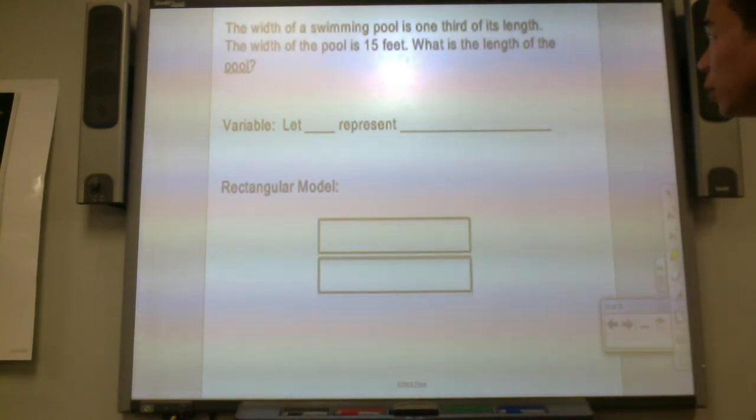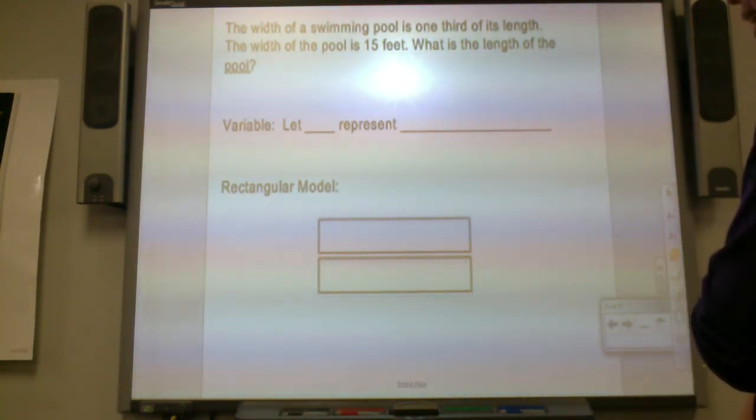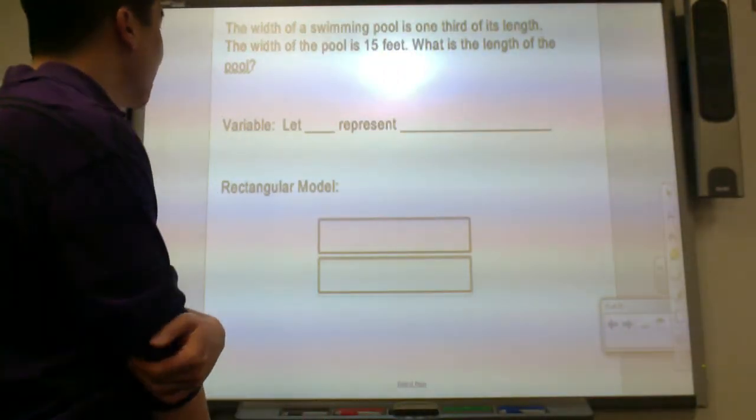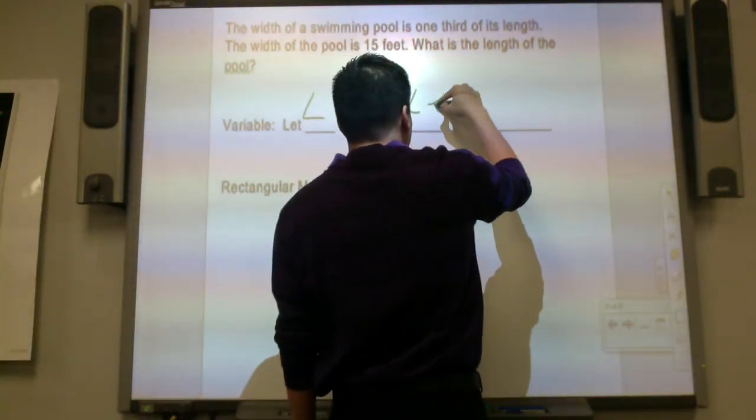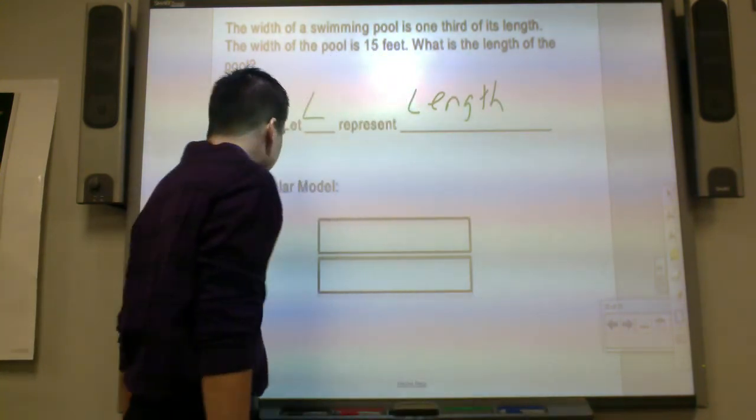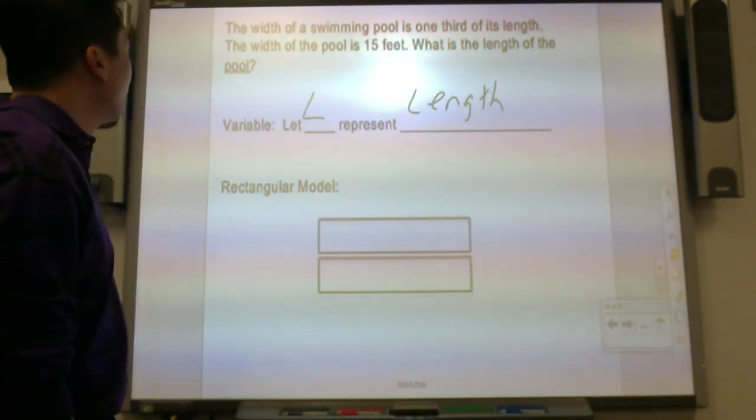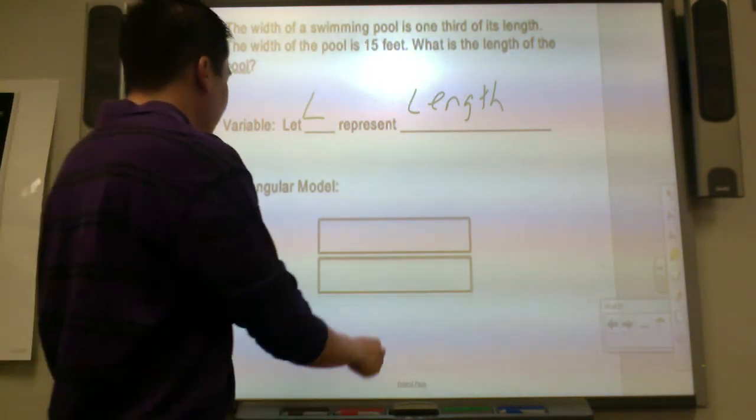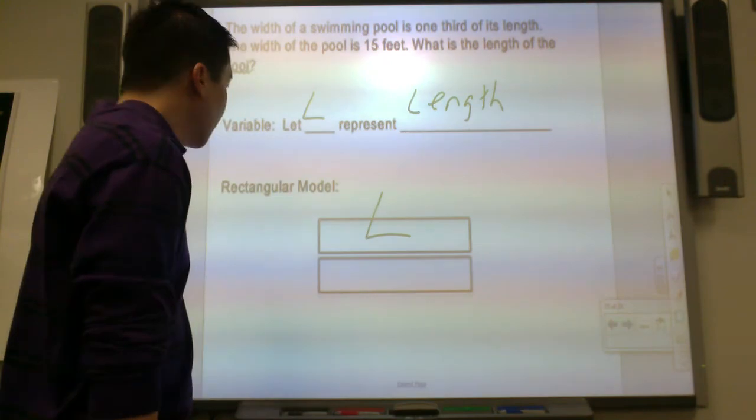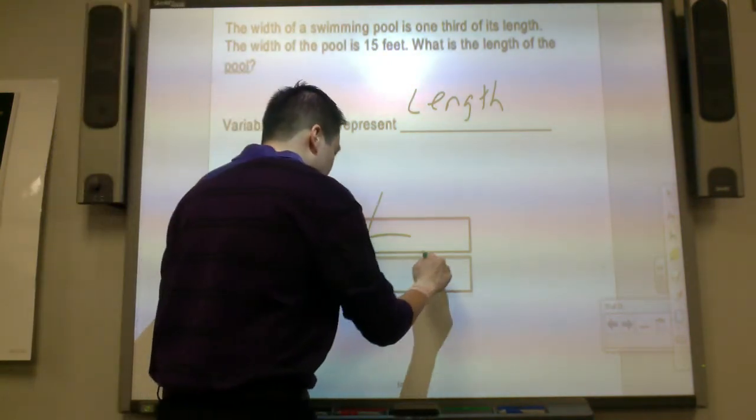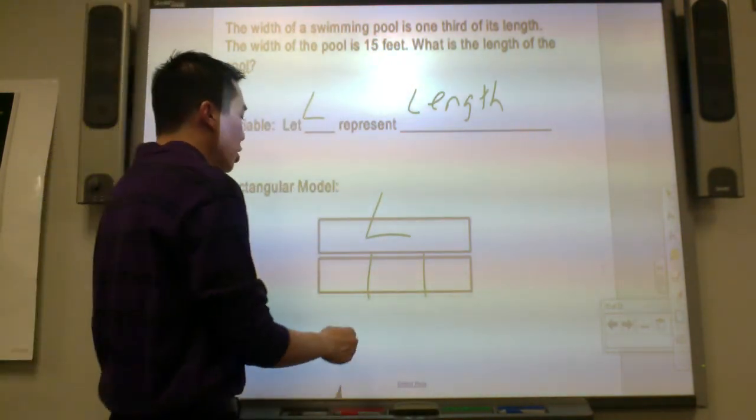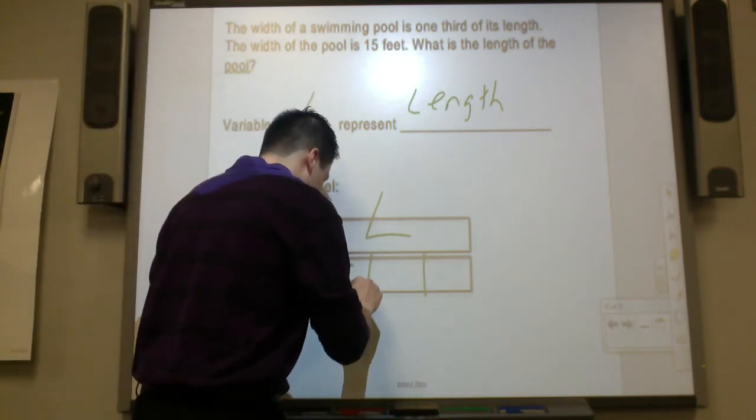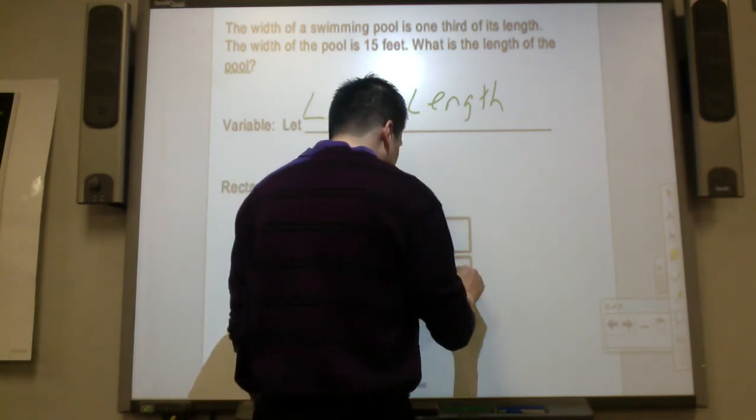The width of a swimming pool is 1/3 of its length. The width of the pool is 15 feet. What is the length? They didn't tell us what length is. Let L be length. So we know the width of a swimming pool is 1/3 its length. So here's the length. So we cut it into thirds, and each one will be 15. Actually, you could solve this without even using an equation.